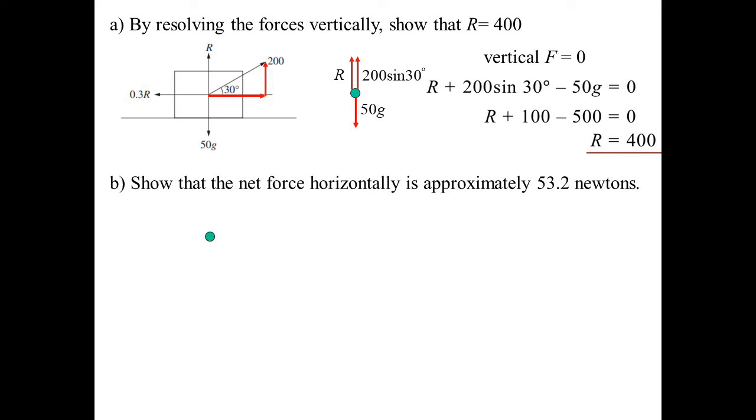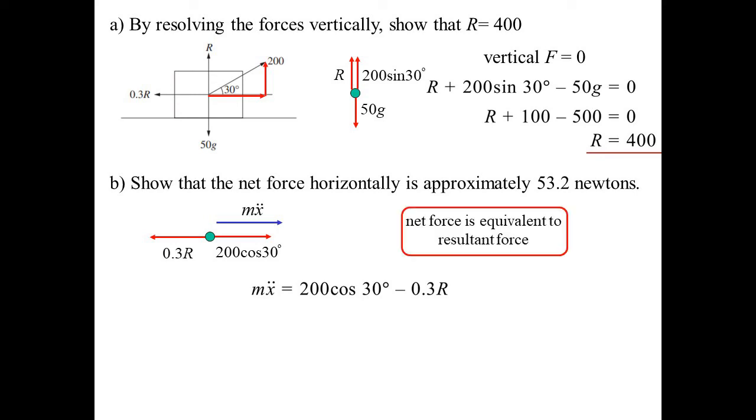We're moving to the right for this one, because if we're pulling in that direction, the box would move to the right. So that's where I'll define the positive direction to be. So the forces, we would have the component 200 cos 30, but also our resistance of 0.3 R. So they would sum to give 200 cos 30 minus 0.3 R.